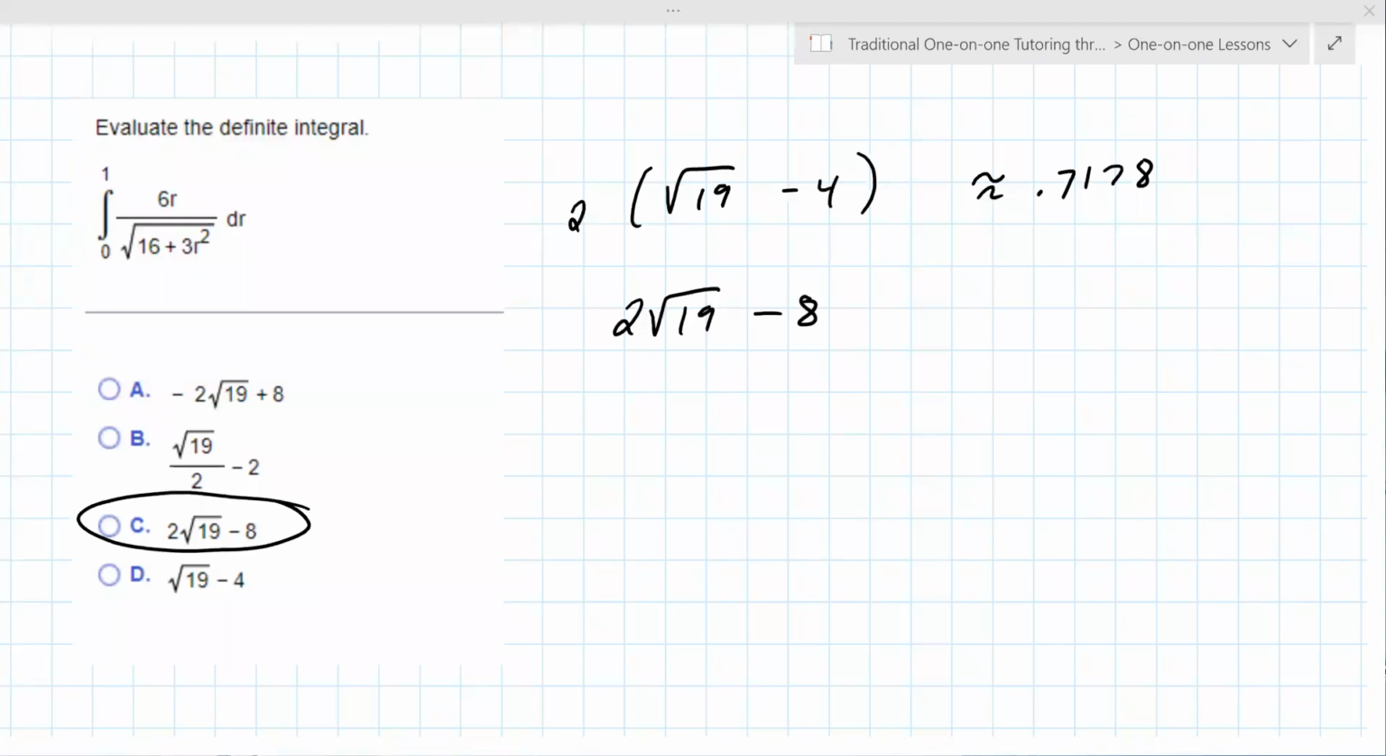Okay, number 29 here. Moving right along.